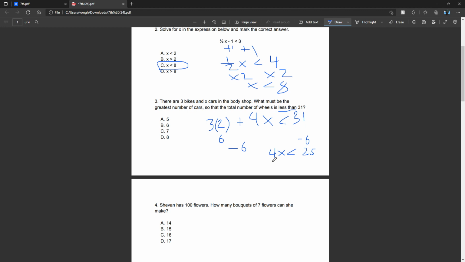Then you would just divide by 4, so X is less than 25 over 4. And 25 over 4 is around 6. So the answer should be B.